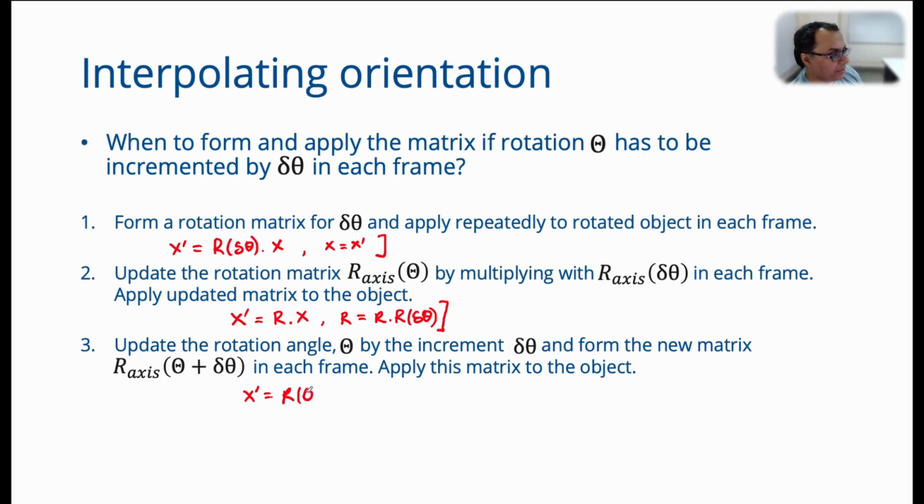The third way of doing this is by doing the following. You get x prime by multiplying with R theta, and you update theta directly by starting from some theta value and adding delta theta to it. So here you are first updating the angle, then forming the rotation matrix with the updated angle, and then multiplying that to the current orientation of the object.